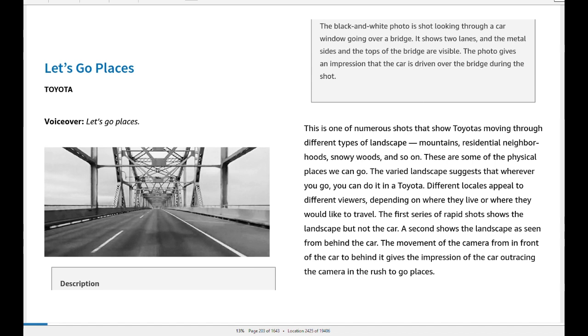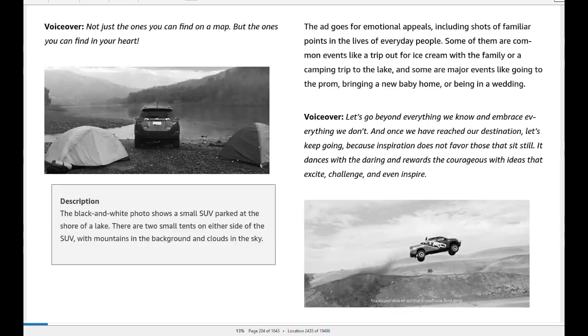The first series of rapid shots shows the landscape, but not the car. A second shows the landscape as seen from behind the car. The movement of the camera from in front of the car to behind gives the impression of the car outracing the camera in a rush to go places.